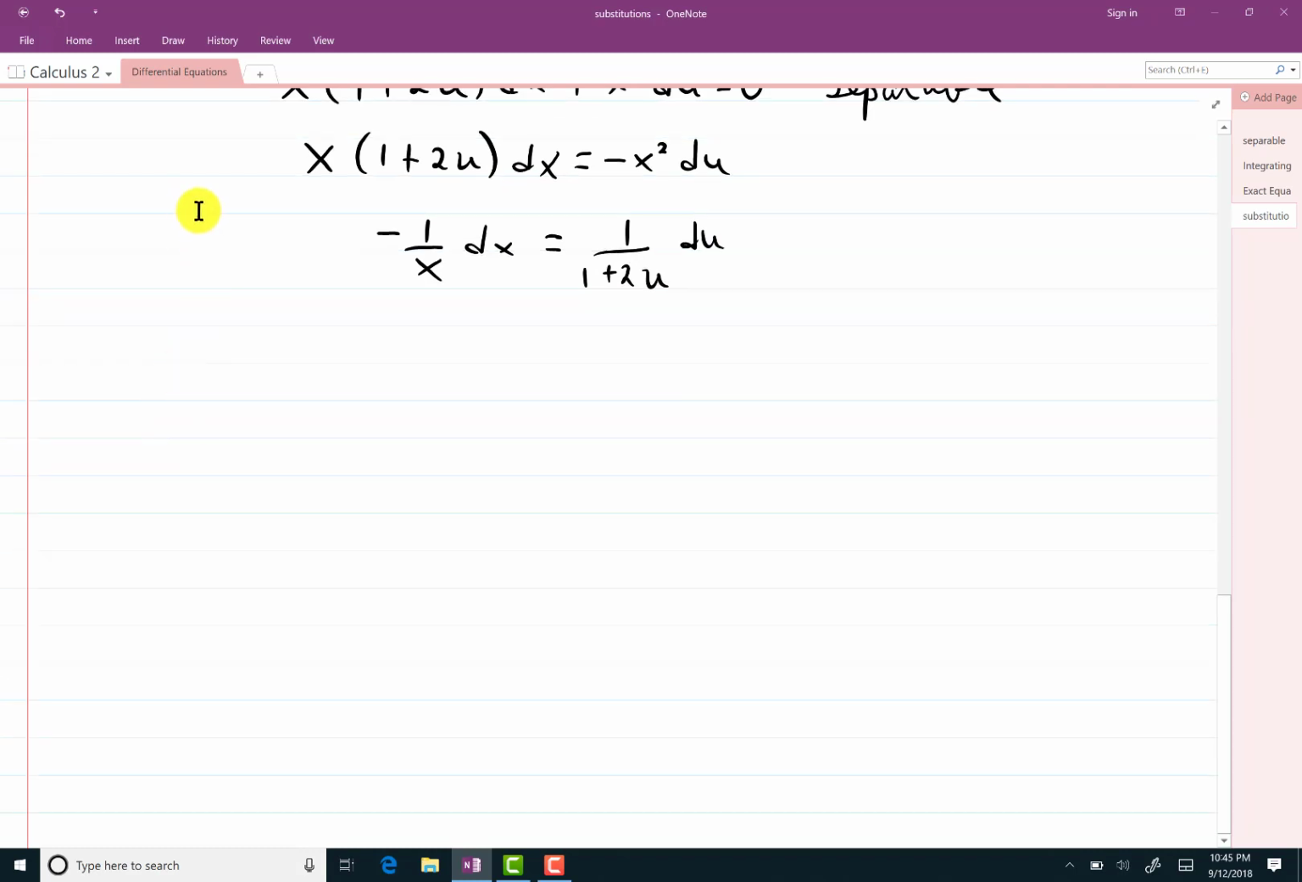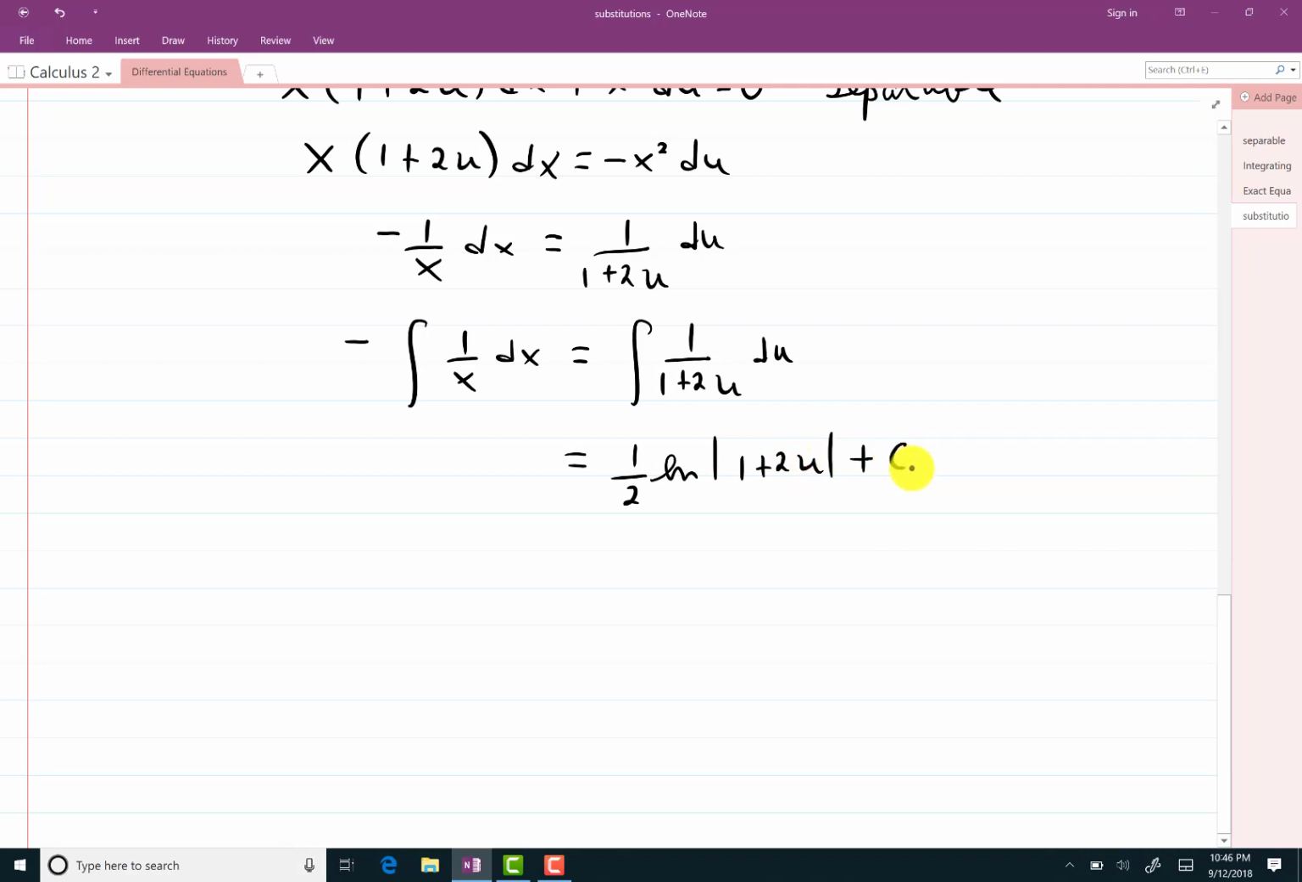Now, of course, the stage is set to integrate. So I'm going to have negative the integral of 1 over x dx equals the integral of 1 over 1 plus 2u du. Now, if you choose a third variable and say v equals 1 plus 2u, the dv will be 2 du, and what I'm talking about is that in the end, you're going to get 1/2 the natural log of the absolute value of 1 plus 2u plus a constant. On the other side, you're going to get negative natural log of the absolute value of x.